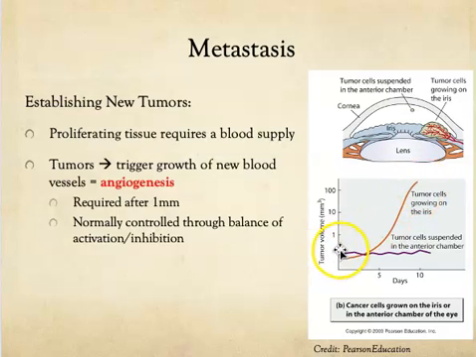You can see that through the course of 10 days to 2 weeks, animals that had tumor cells placed in the anterior chamber saw no growth, no development of a secondary tumor. Animals that had cancer cells placed on top of the iris had an exponential growth of tumors. And that involved this recruitment of new blood vessels from nearby healthy tissue.